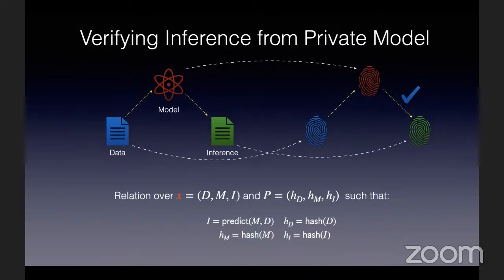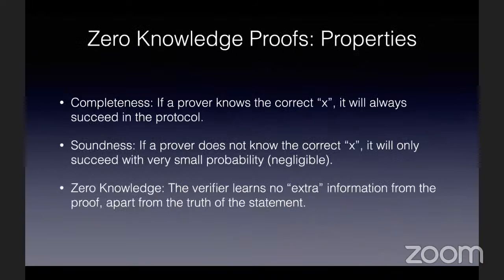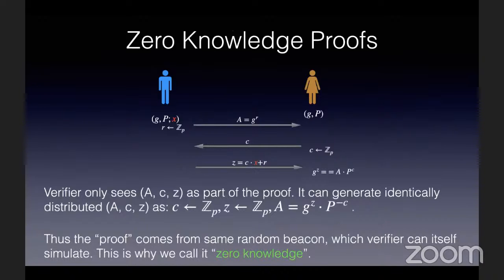Sorry, just one question related to the previous example. Can I ask one question? Yes. So here G is common knowledge, right? G is common knowledge. Yes. And what the verifier is doing is checking whether G to the Z equals A multiplied by P to the C. Yes. And A, P, and C are all known to the verifier, and Z was received just now. Yes. Z was supplied by the prover as the third message.